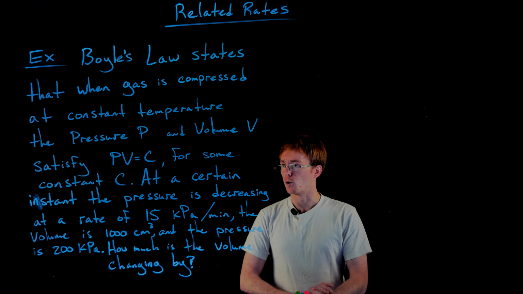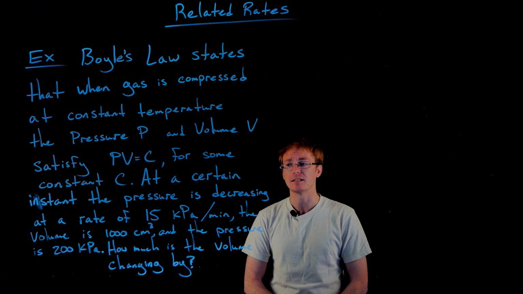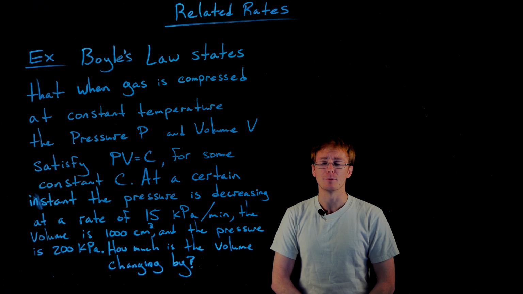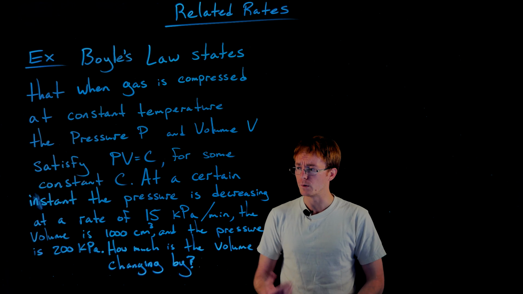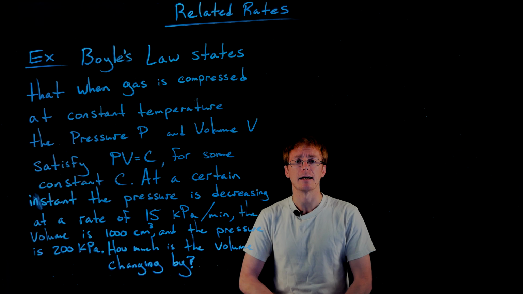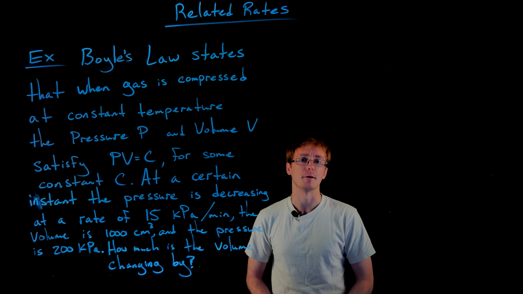C. We're told at a certain instant in time, the pressure is decreasing at a rate of 15 kilopascals per minute. The volume is 1,000 cubic centimeters, and the pressure is 200 kilopascals. With this information, we want to figure out how much the volume is changing at this moment in time, or what is the rate of change of the volume at this moment.